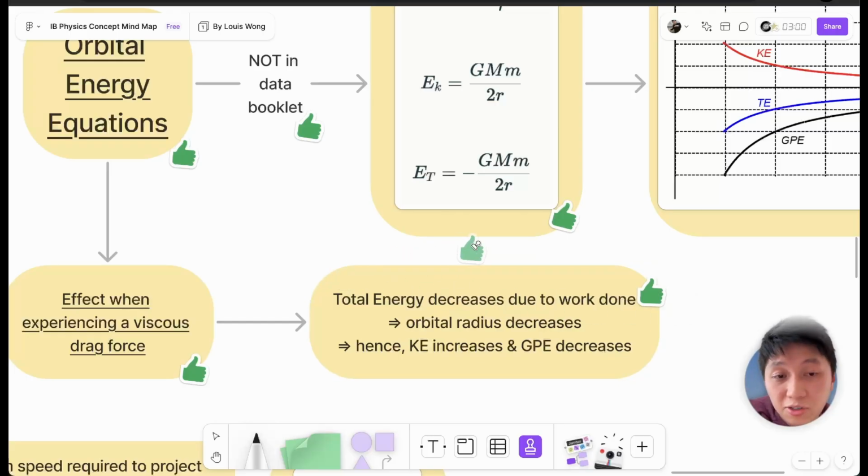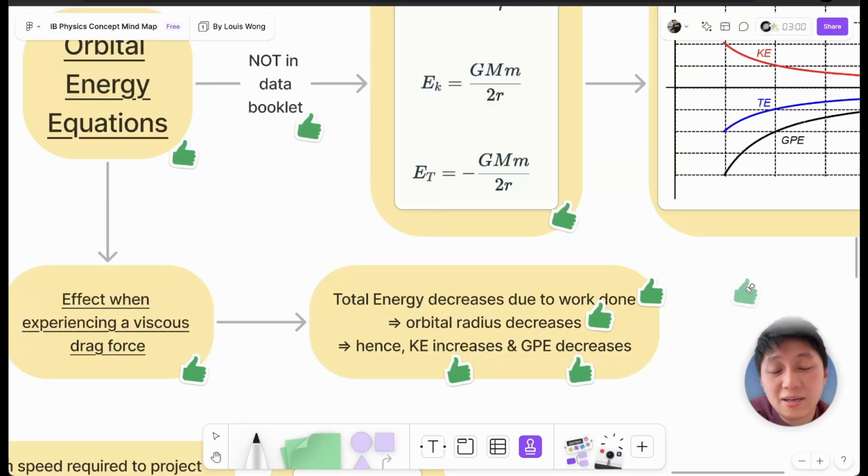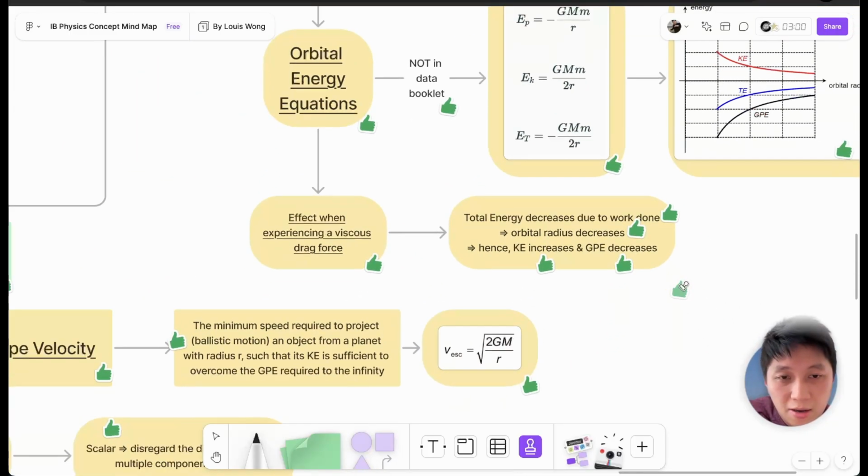So the total energy will decrease. And if you look at the equation, you'll find out the orbital radius decreases. And then because the radius decreases, KE will increase and GPE will decrease. So basically it's sacrificing the GPE, and one part of it goes to the work done against the frictional force, and the other part goes to the KE, if it still maintains as an orbital motion.